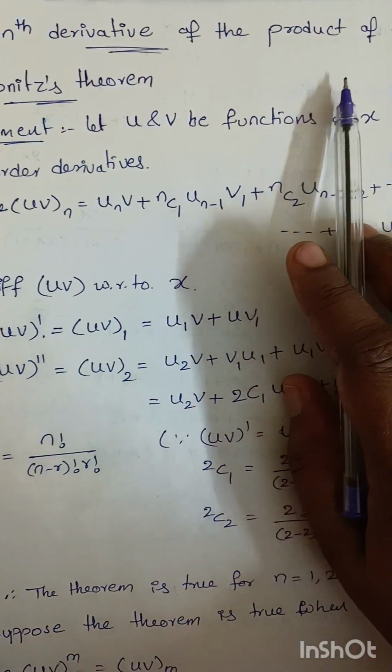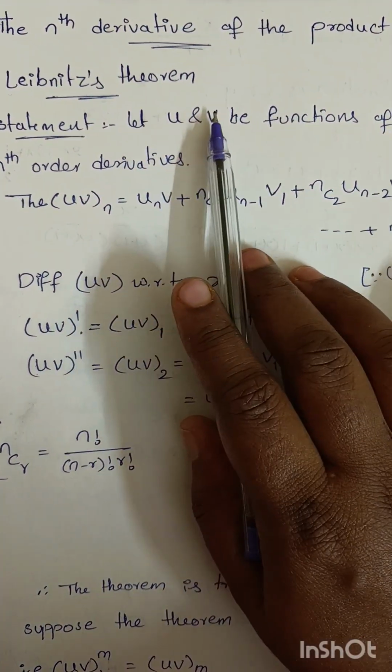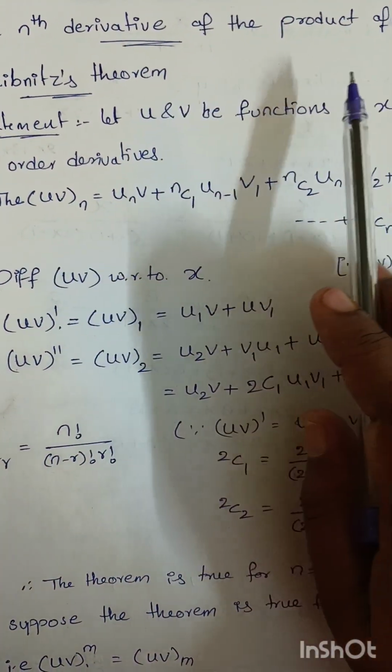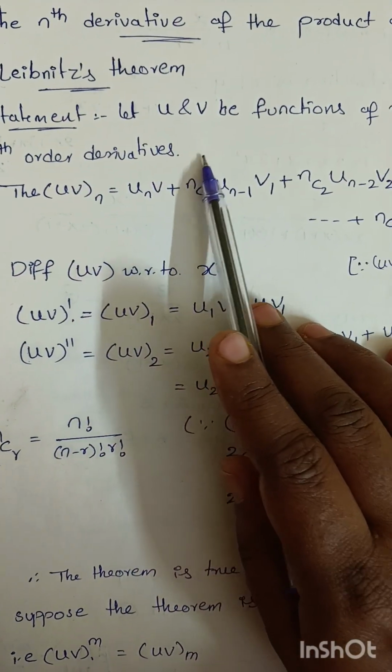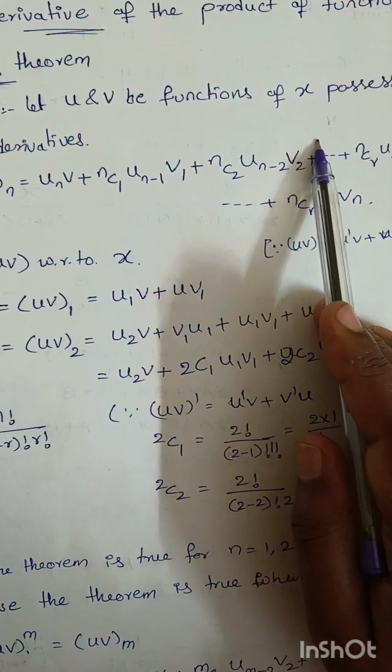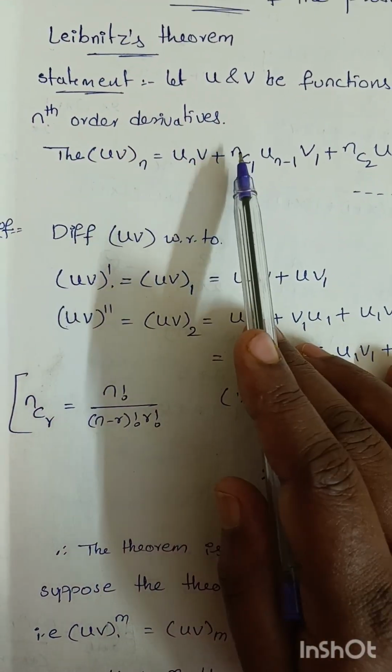The nth derivative of the product of functions. We apply Leibniz theorem for finding the nth derivative of the product of functions. Statement: let u and v be two functions of x possessing nth order derivatives.